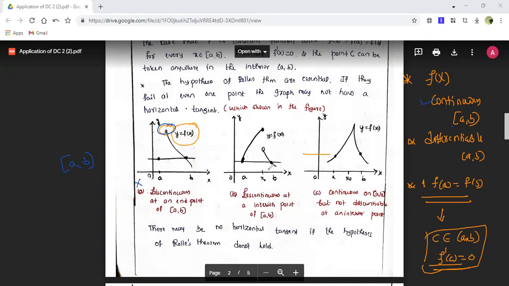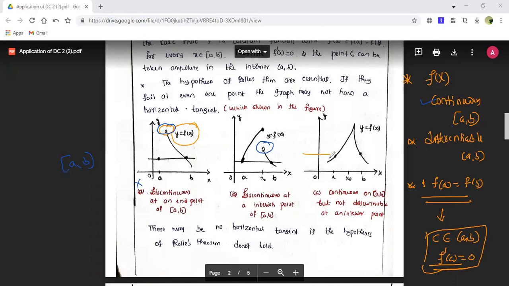Now come to the second case. In this curve, continuity fails in the interior of the closed interval ab. Somewhere at the point x naught, the given function is not continuous. There is a break you can observe in the curve. So again the function fails continuity, and we will not get a horizontal tangent in this case also.